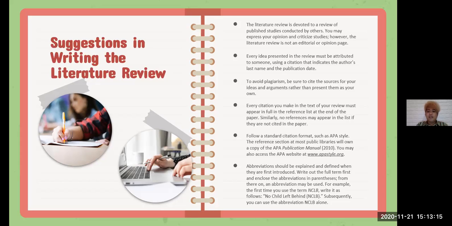Every citation you make in the text of your review must appear in full in the reference list at the end of the paper. Basic naman yan. Alam kong siguro natutunan na sa inyong APA, no? 6th edition, we have in-text citation and we have parenthetical references within the paper, but we also have endnotes and bibliography and reference section where the full disclosure of the references that you have, its publisher, date of publication, number of pages, name of journal, title, authors are disclosed there, are written there. Para ma-search din naman ng mga future researchers.